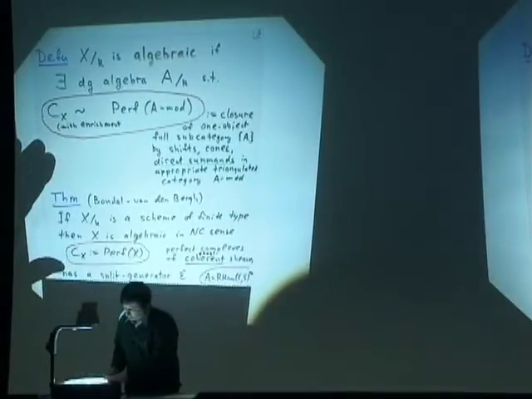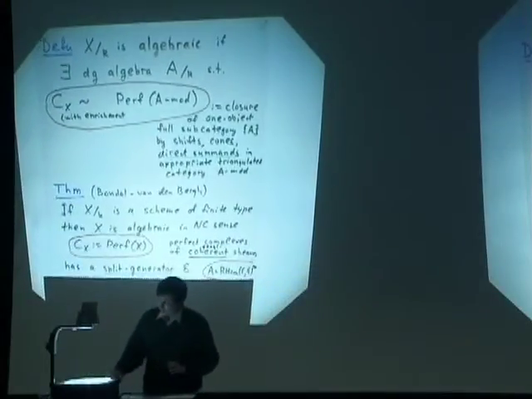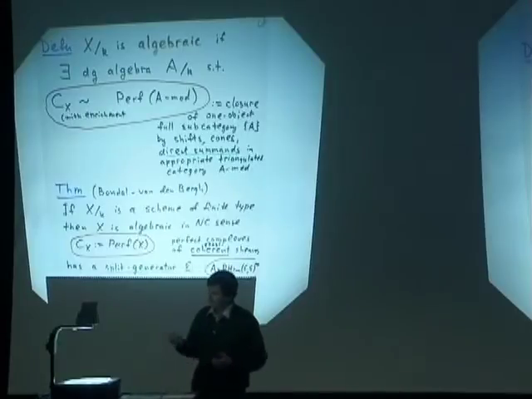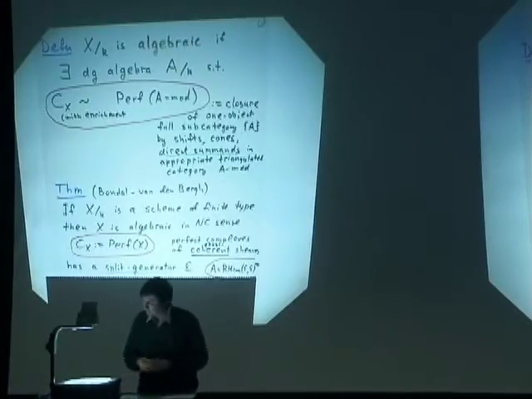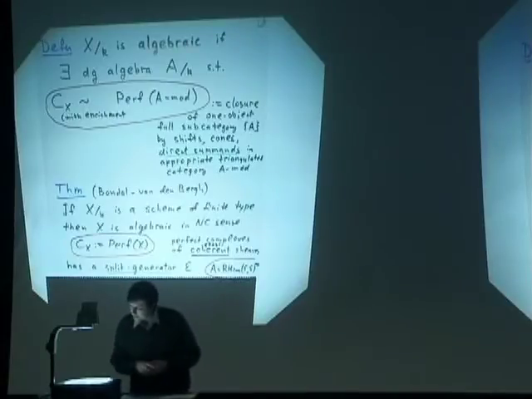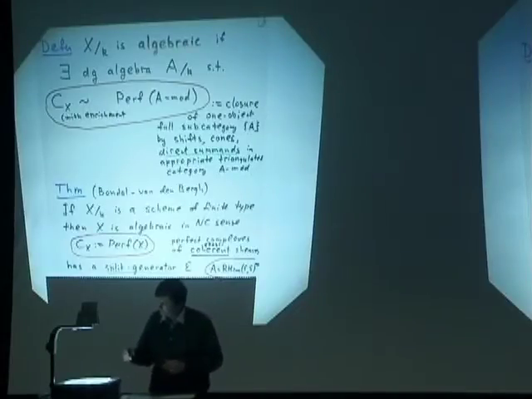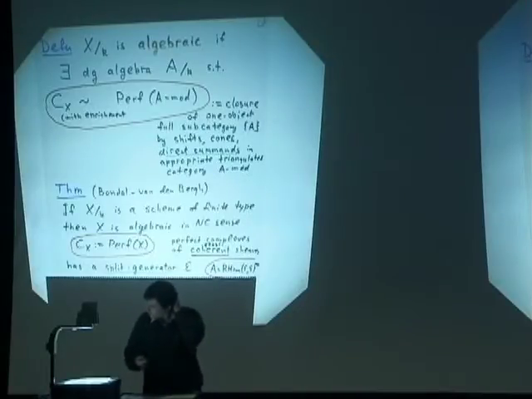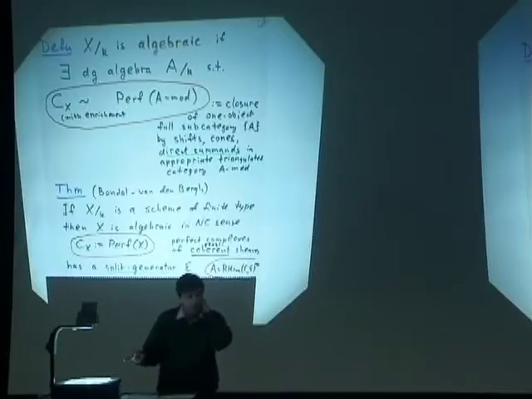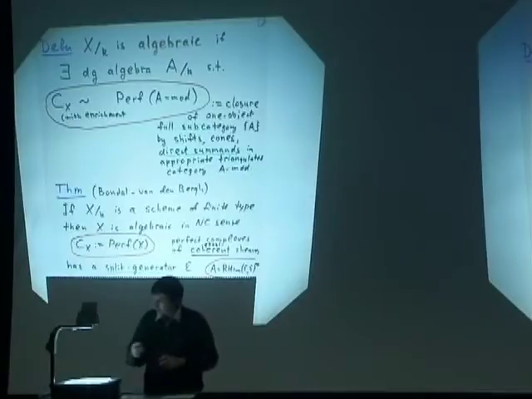And why is it relevant to algebraic geometry? There was a recent theorem, maybe two years ago, by Alexei Bondal and Michel Van den Bergh, that if you take a scheme of finite type over a field, then it's algebraic in this sense. I mean that the category of perfect complexes can be described by this one algebra.